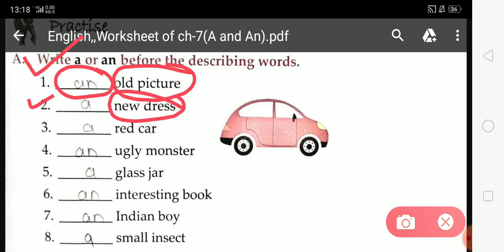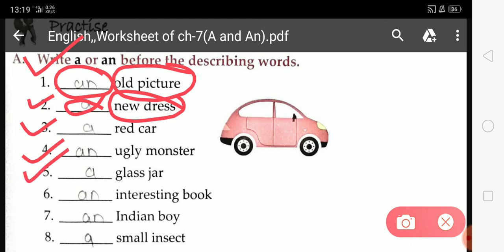Now come on, second, new dress. In new dress, N is a consonant, so student, here we use a before the new dress, and here a is already filled. Now come on, third, red car. In red car, R is a consonant, so student, you have to fill a before the red car. Come on, fourth, ugly monster. In ugly monster, U is a vowel, so student, we use an before the ugly monster.